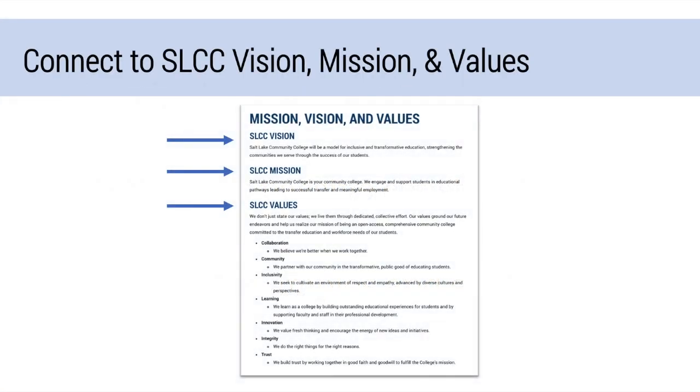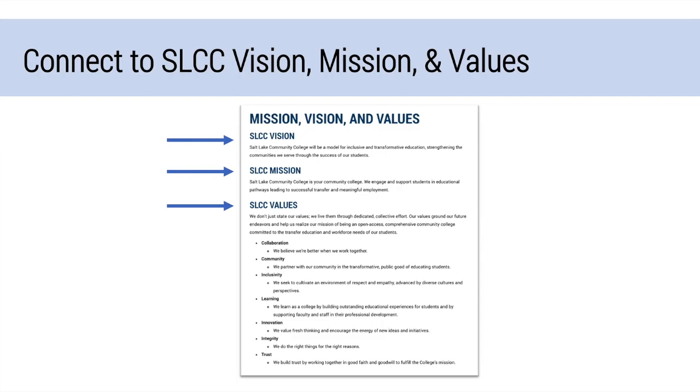Another way to connect with your multiple audiences is to reflect on how your teaching, professional activity, and service contribute to and further the college's vision, mission, and values. We should all be aware of and be able to demonstrate our role in working towards these fundamental elements of our college's identity and ethos.